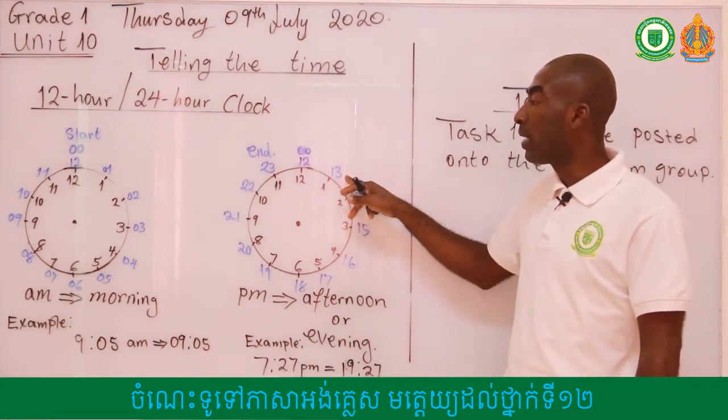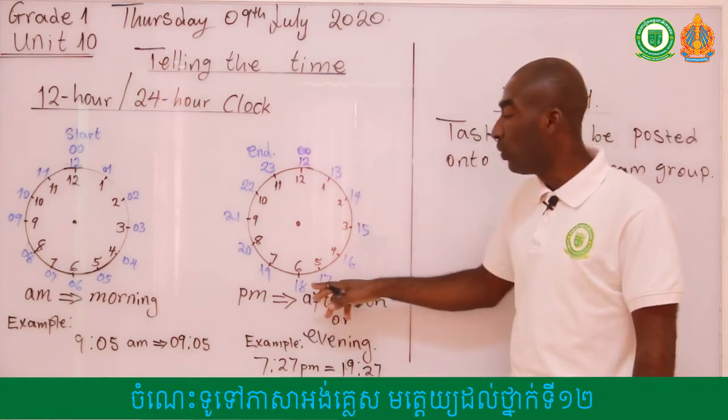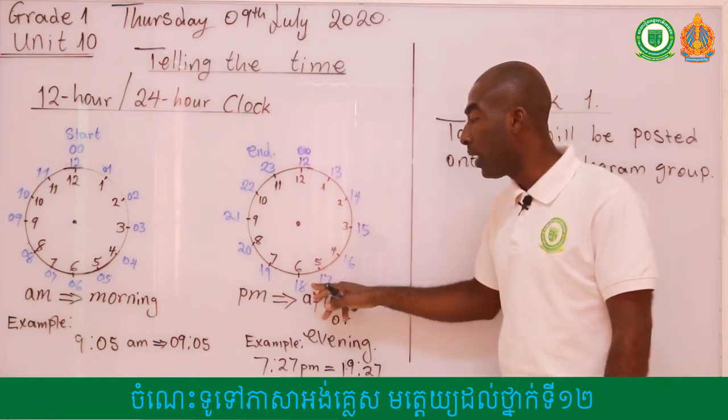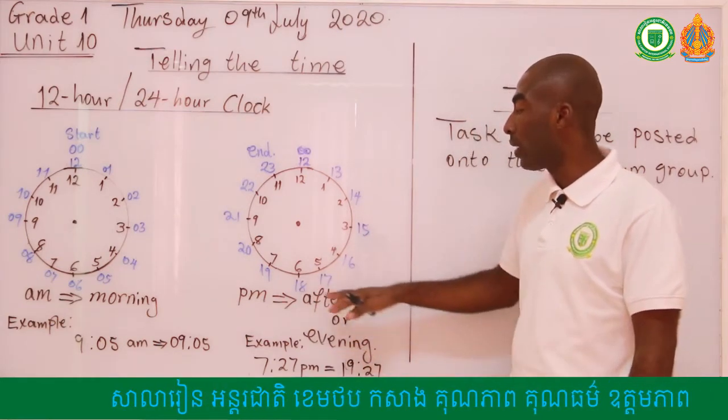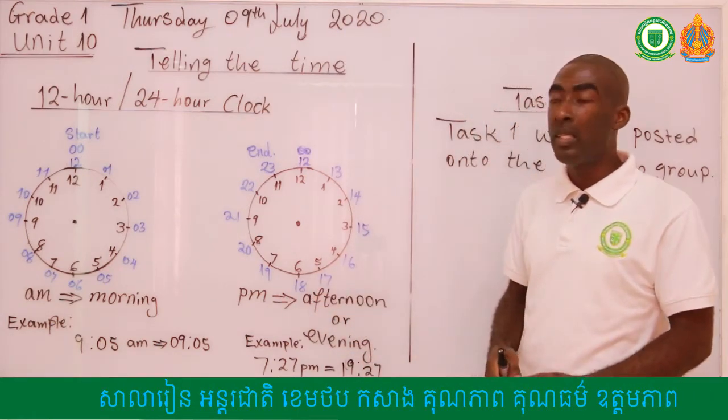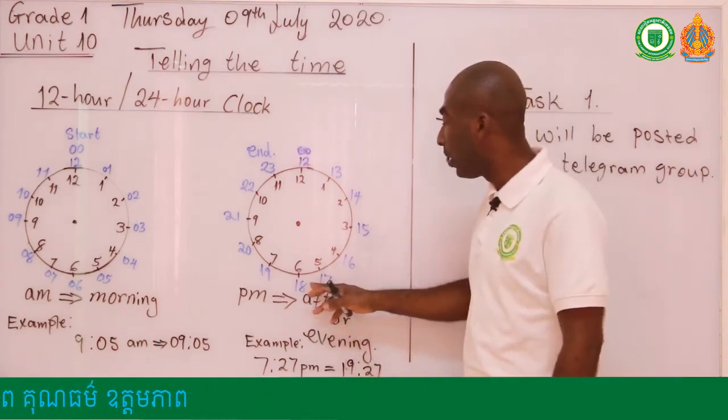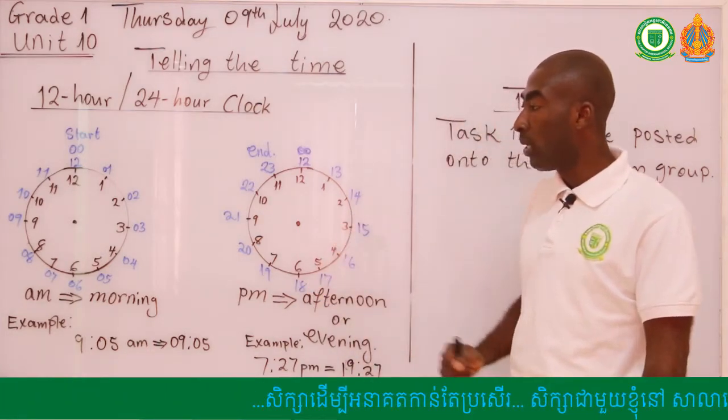So 1 o'clock is in the afternoon, up to 6 p.m. So 6 p.m. on the 24-hour clock is written as 18 o'clock, okay? 18 o'clock, and it continues like that.